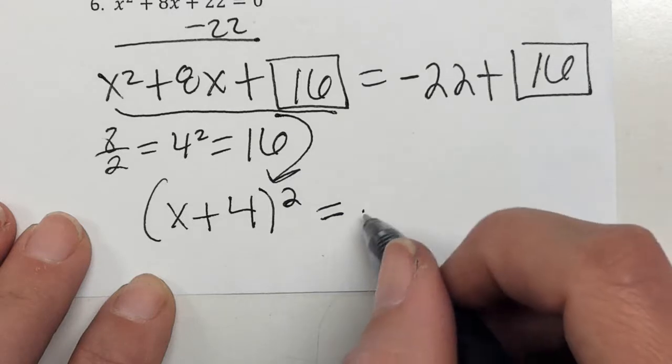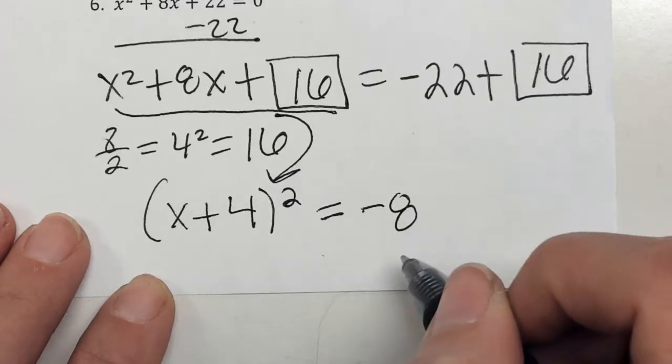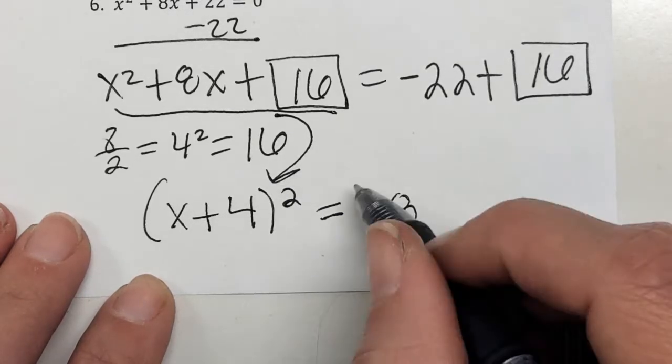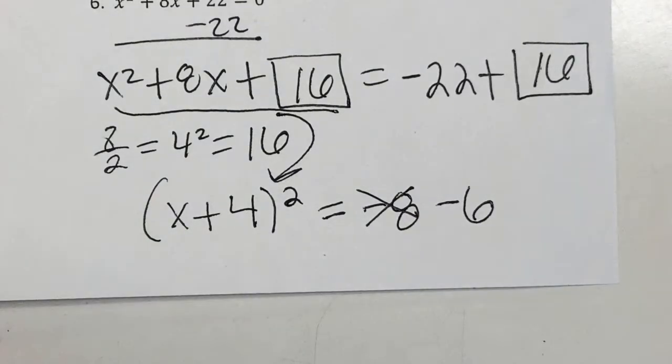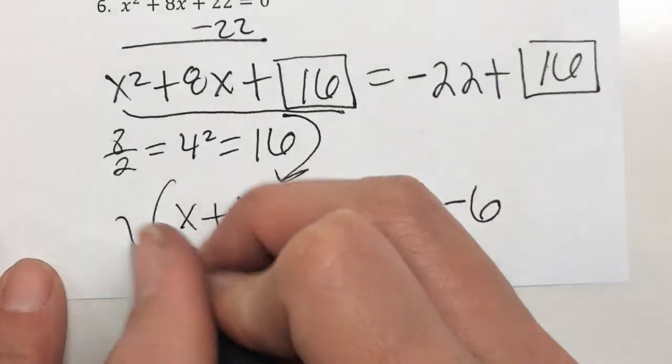Negative 6. Negative 6, negative 8, negative 4. What is it? Negative 6. Okay. Now what? Square root what? Both sides?